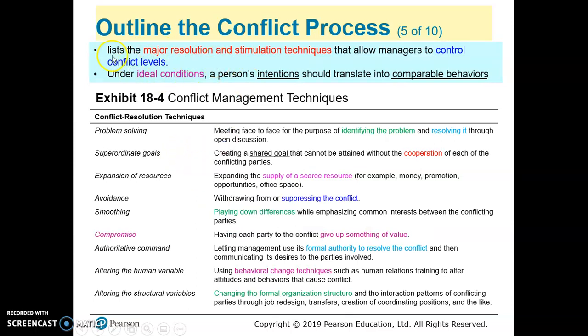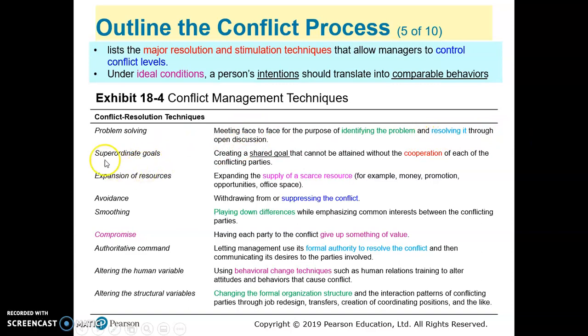This slide lists major resolution and stimulation techniques that allow managers to control conflict levels. Here are mentioned some conflicts and the techniques to overcome them. Under ideal conditions, a person's intentions should translate into comparable behaviors. For example, problem solving, how to solve the problems, maybe through open discussion, having face-to-face meetings to identify the problem and resolve it through open discussions.